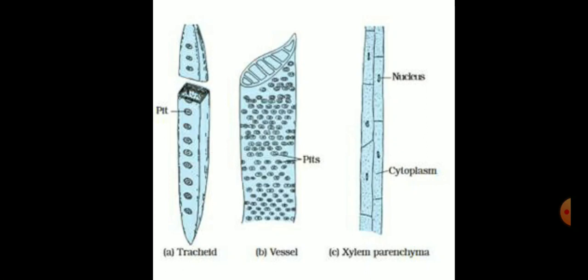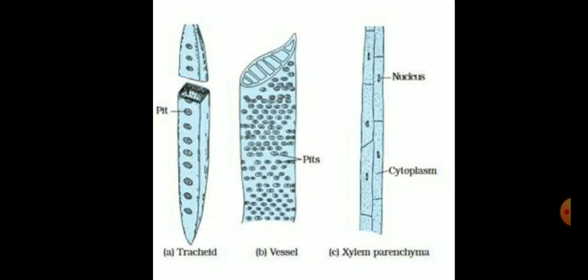Then we discussed the vessel. The vessel is a pipe-like structure. Vessels are also dead and have a lignified thick cell wall. Their cell wall is thick. They are pipe-like structures, and you can see this pipe-like structure through which water is transported.